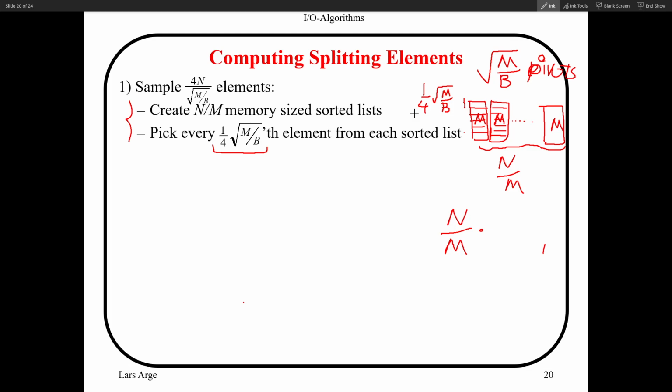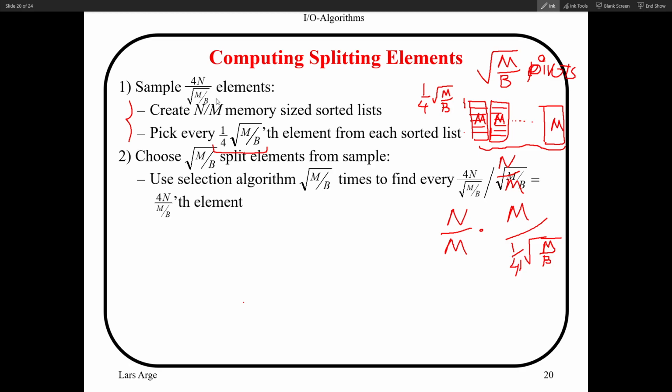So how many do I pick? Well, I pick m divided by that number, right? So m divided by a quarter of square root m over b. And if you simplify the quarter, the 4 goes up, m cancels with m, and I'm left with this. So in total, I will be selecting exactly 4 times n divided by square root m over b elements.